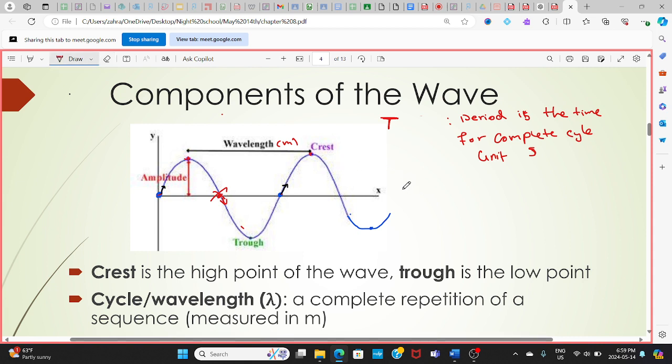Also, we know the frequency. Frequency is f. The unit for the frequency is 1/s or hertz. It's the number of cycles per second. How many cycles do you get per second? Like you wait 1 second and you say how many wavelengths it's moving forward.